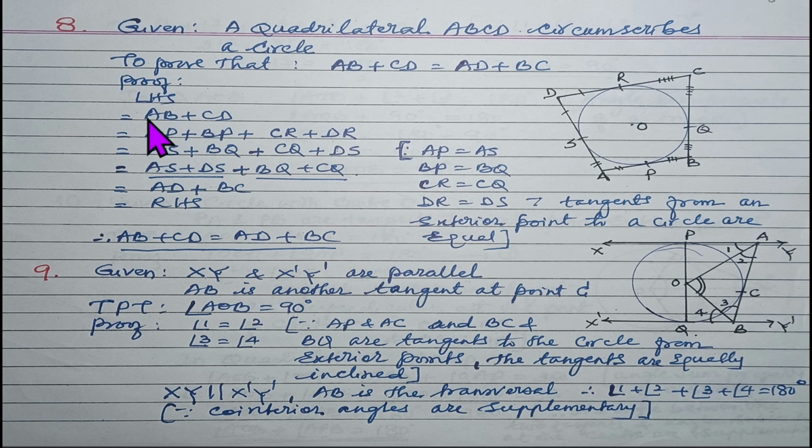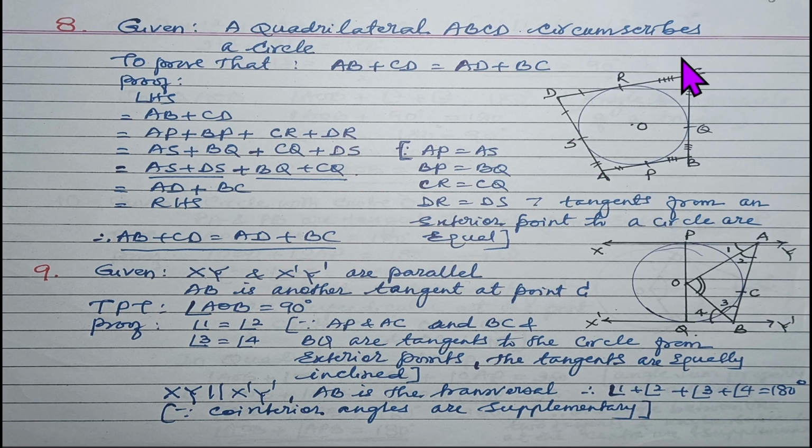Let us take the LHS, that is AB plus CD. We find AB is equal to AP plus PB, so AP plus BP. And also CD is equal to CR plus DR.